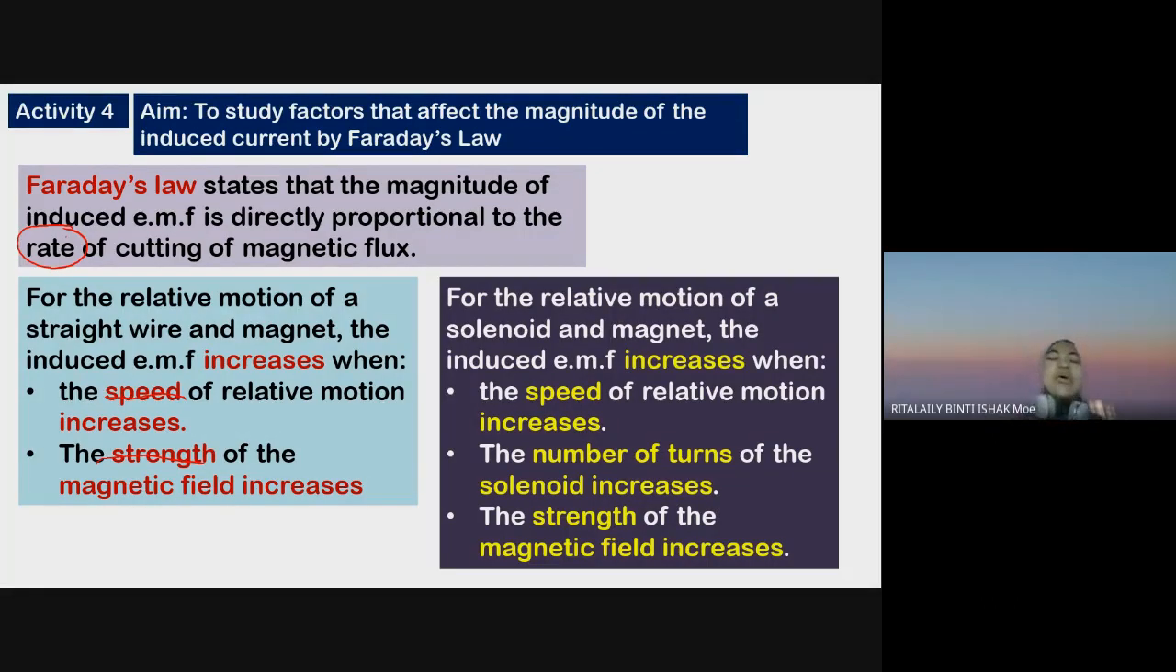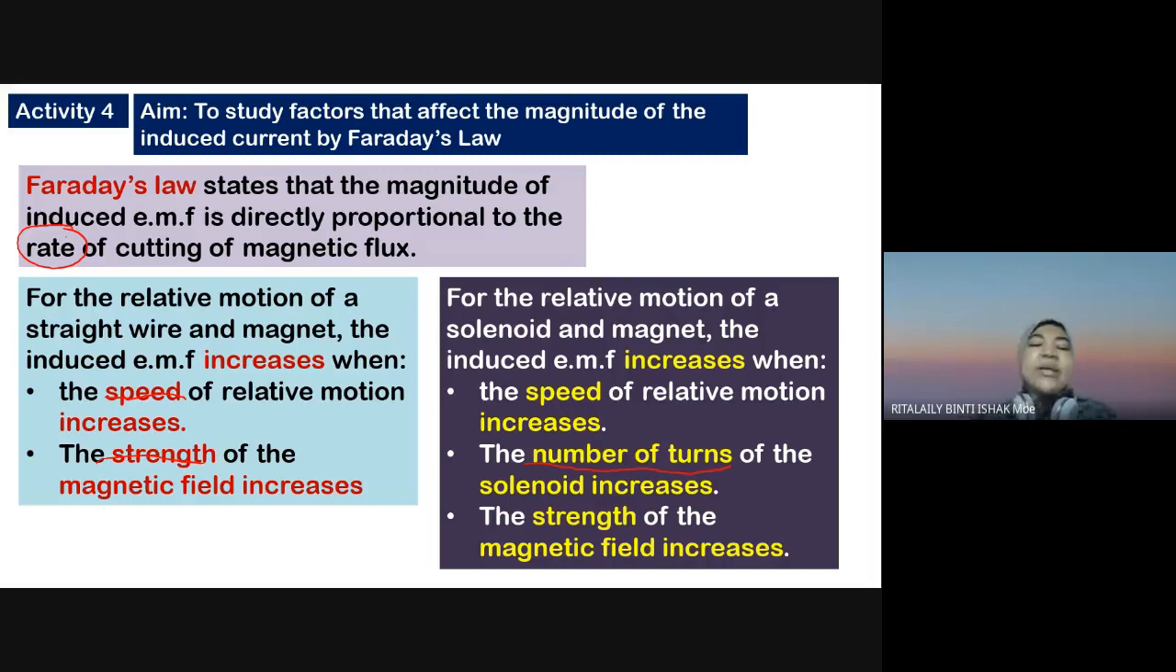As for the solenoid, other than speed of relative motion and strength of magnetic field, the number of turns also affects the magnitude of induced EMF. If the number of turns of the solenoid increases, the cutting of magnetic flux is more. Logically, if the number of turns is less, the cutting of magnetic flux is less. When the number of turns is more, the cutting of magnetic flux is more, so the induced EMF is also higher.